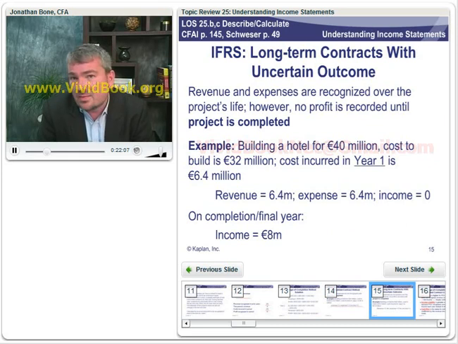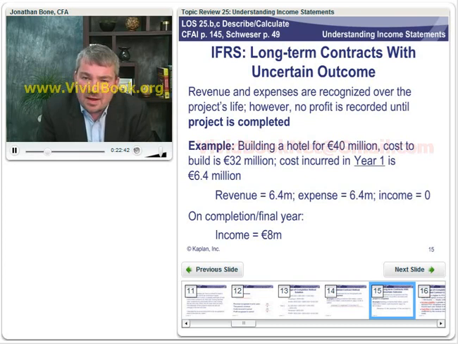So let's have a look at the same example. Building a hotel that we think we're going to sell for 40 million euros. The cost to build it is 32 million euros, so we're expecting a profit of 8 million euros. Notice the cost incurred in year 1 is 6.4 million. So we've got an expense of 6.4 million. So all we'll do is match our sales figure to that expense in the income statement, so we have 0 profit. So we'd have a sales figure of 6.4 million, an expense of 6.4 million, and as a result, 0 profit. Then, of course, in the final year, all of the profit will be booked. So once it's complete, you get the full 8 million.